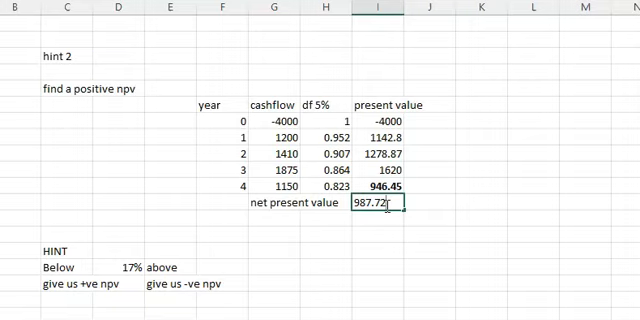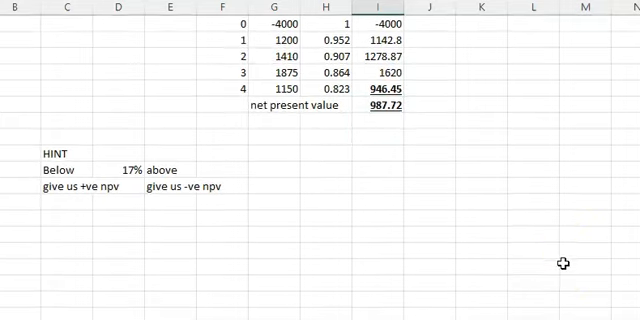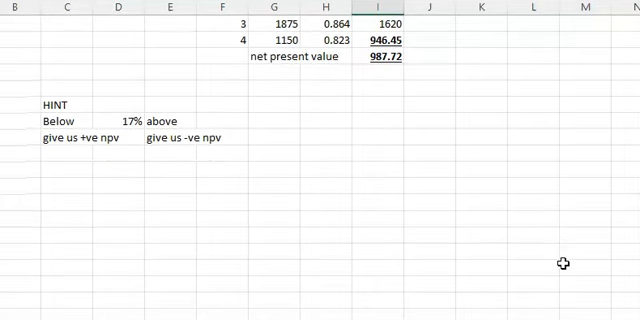Okay. Alright, so this will be our positive NPV. Having found a positive NPV, what next? Let's go ahead now and calculate IRR.